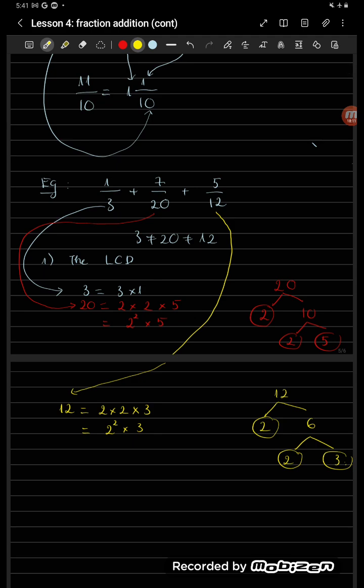So now we have already written all the denominators as products of prime numbers. That's the first step. And the second step is, oh, I need to change this. Write each denominator as a product of prime numbers.